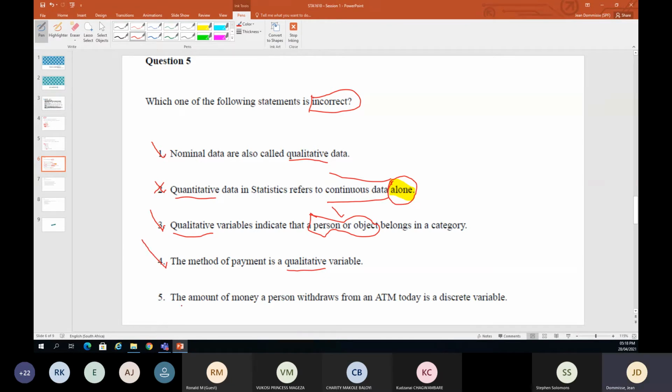Then the last one, the amount of money a person withdraws from an ATM today, is a discrete variable. Because you draw 20 Rand, 50 Rand, 100 Rand, or any of those discrete values. You can't draw 111 Rand, 115678 or anything like that. So if you withdraw money, it is a discrete variable.